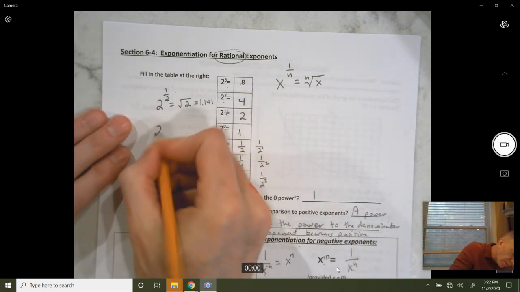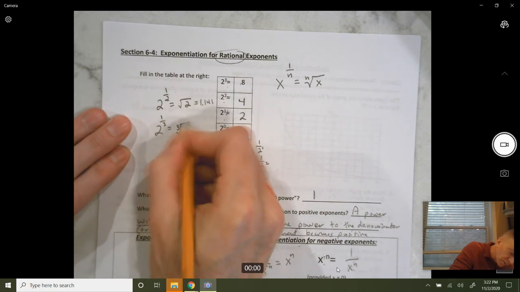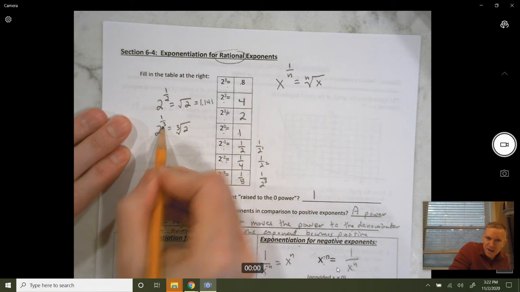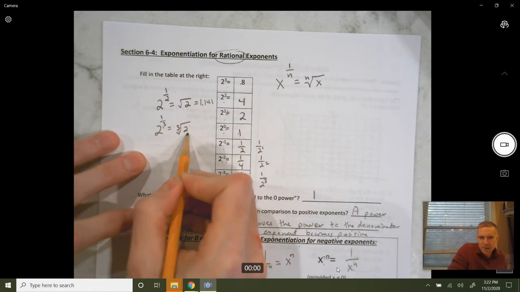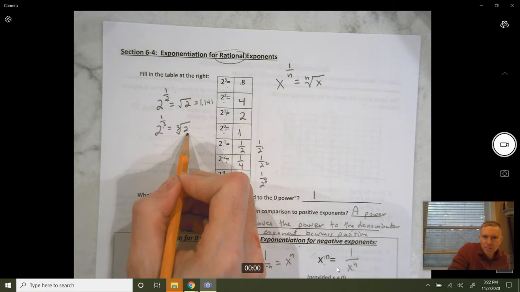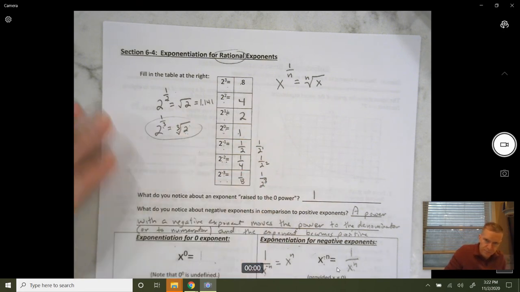2 to the 1/3 is now the cube root of 2. So whatever is on the bottom, that becomes the root. Now, what does a cube root mean? It means what number multiplied by itself 3 times in a row gives you that number. So it's a little hard to look at it here.